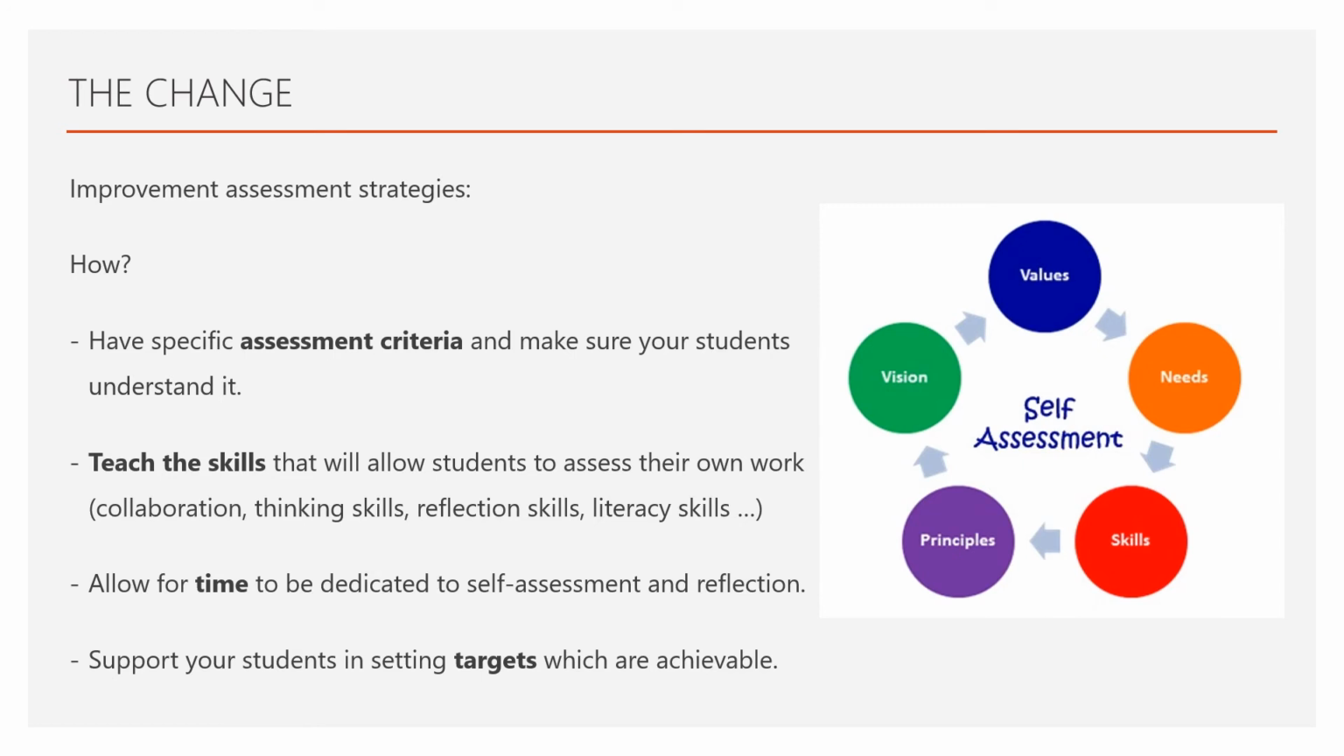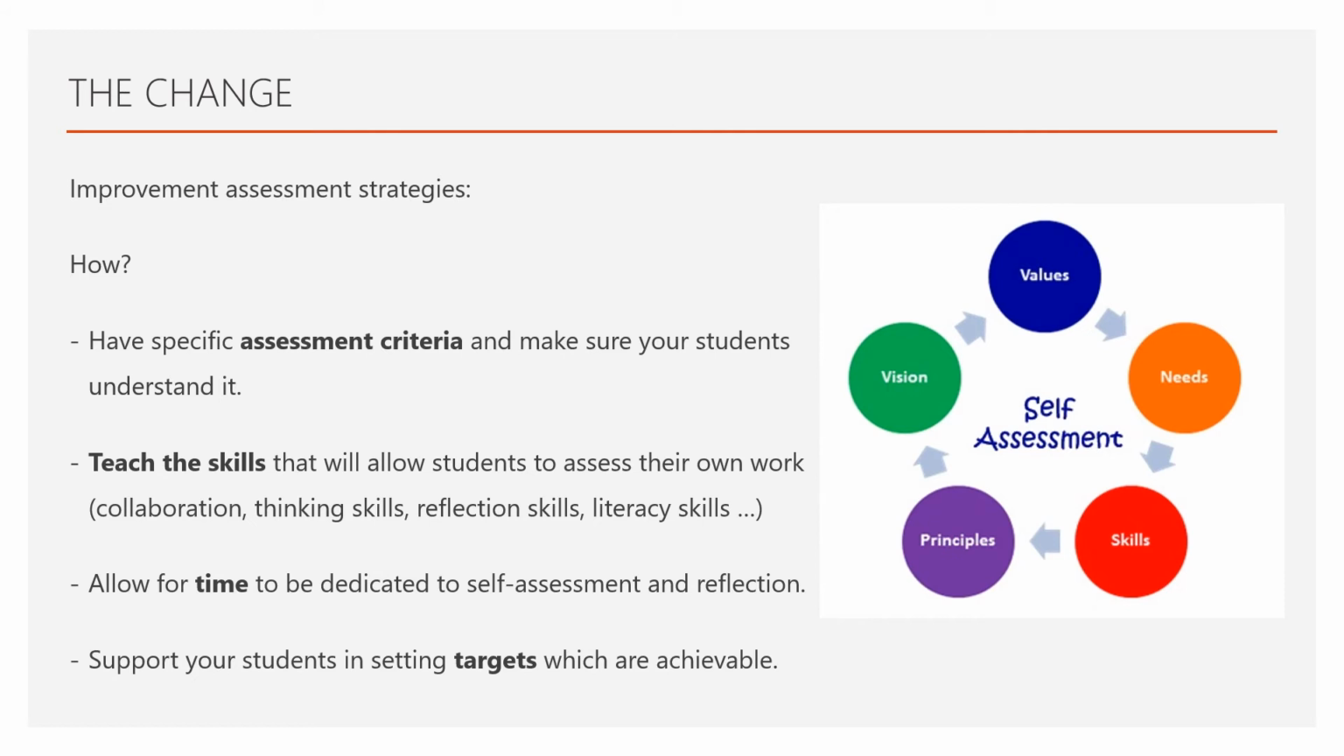We need to have specific assessment criteria, and before the task, we must tell students, this is what I'm going to look at. These are the specific aspects that I'm going to look at in this task. And then, depending on the aspects that we're going to look at, we need to teach the skills that would allow the students to assess their own work. So if you put in place self-assessment strategies, we need to tell them first, okay, in order to be successful when assessing yourself or your classmates, you need to develop reflection skills, thinking skills, and all the skills that you will need to read that work or to listen to that presentation and then give your feedback.